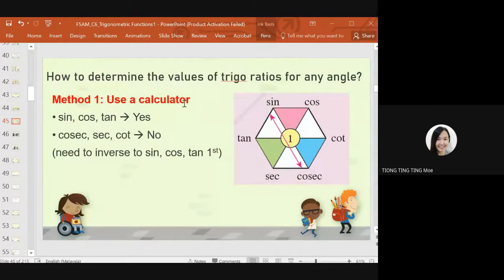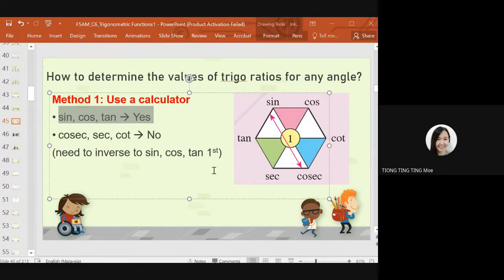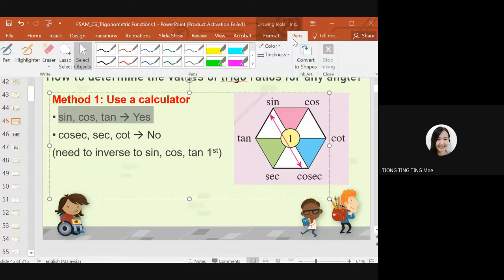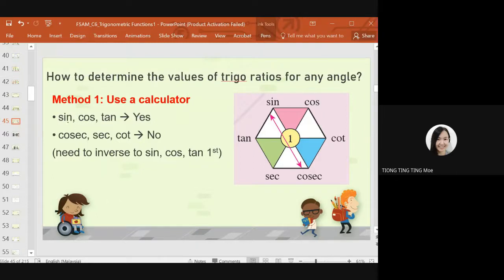So how are we going to determine the values of trigonometry ratios for any angle? The first one is we use the calculator. We can use the calculator to find sin, cos, tangent only. But for cosecant, secant, and cotangent, we cannot. But we can use the reciprocals, because the reciprocal is very easy. Cosec, 1 over sin. Secant, 1 over cos. Cotan, 1 over tan.